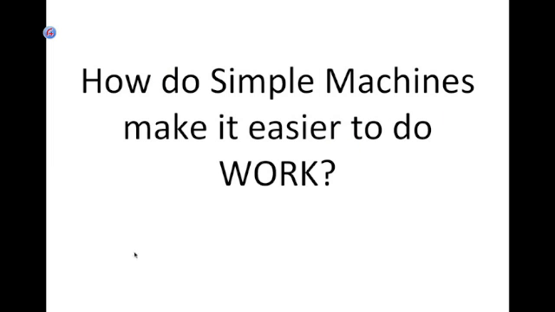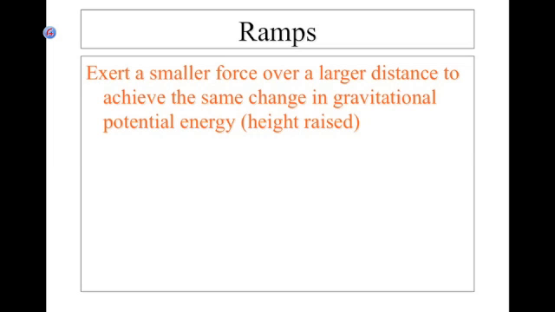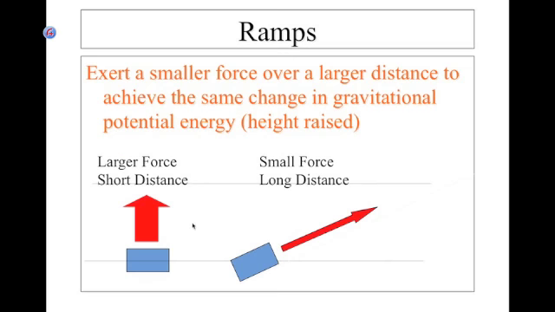So how do simple machines make it easier to do work? Well, let's look again at the idea of exerting a smaller force over a larger distance to achieve the same change in gravitational potential energy, or achieve the same height raised. So ramps allow us to use a smaller force over a longer distance. That's one of the things you'll need to record on your notes page. The summary at the bottom asks you to summarize this idea. So if you need to stop here and do that, feel free.